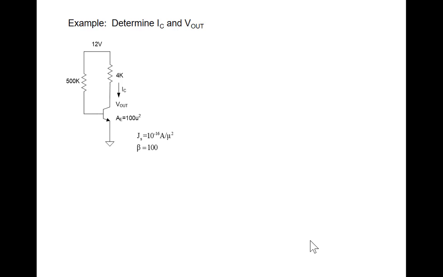If we guess wrong, are we going to get an incorrect answer? Your answer won't verify. So we won't get an incorrect answer. If we guess wrong, it will not verify, then we have to guess a different region. Okay. So let's guess the region we started with. Let's guess forward active.